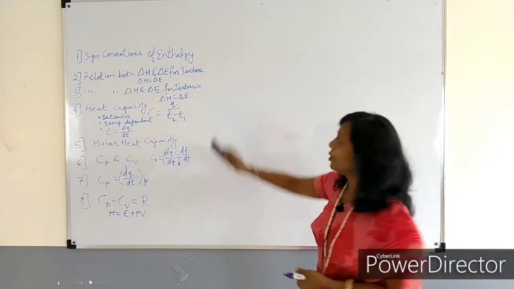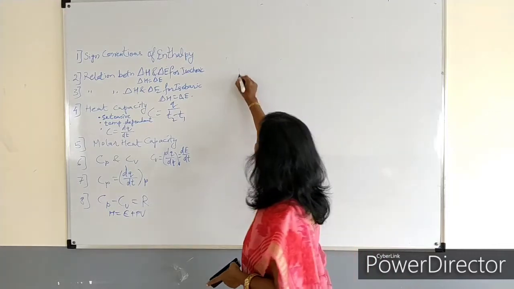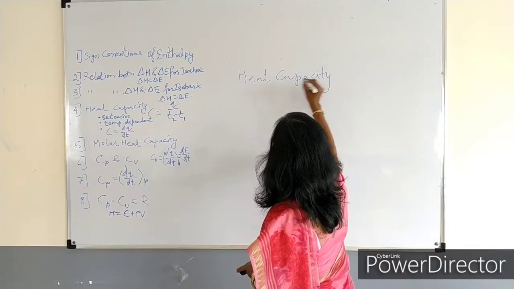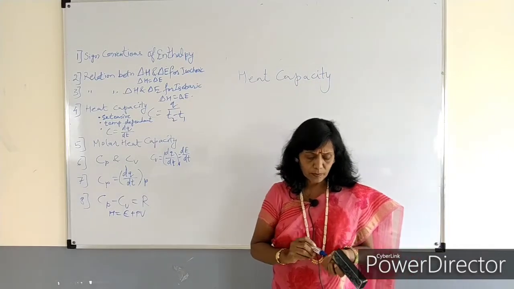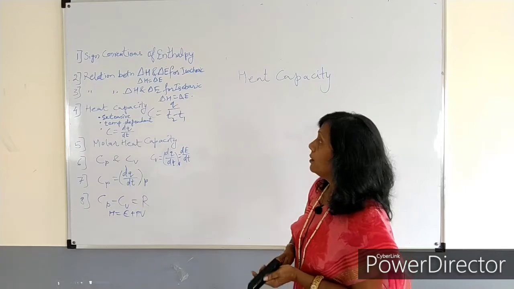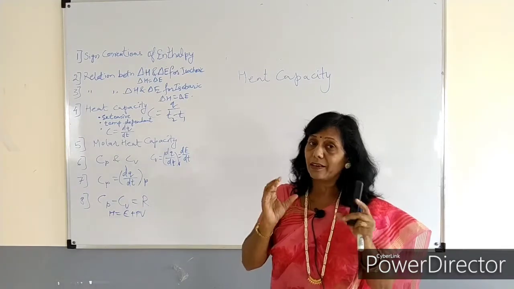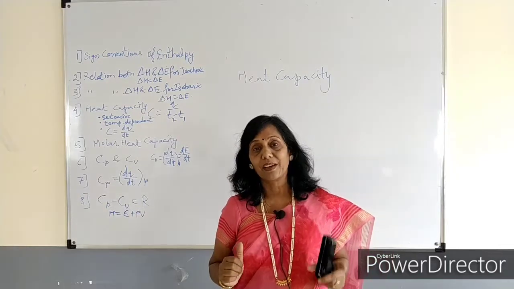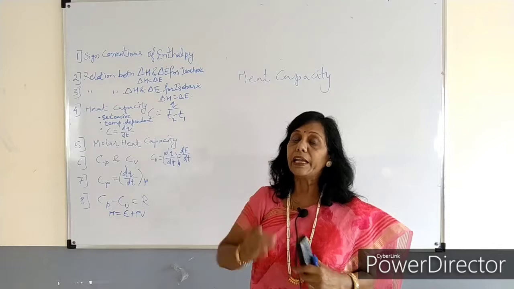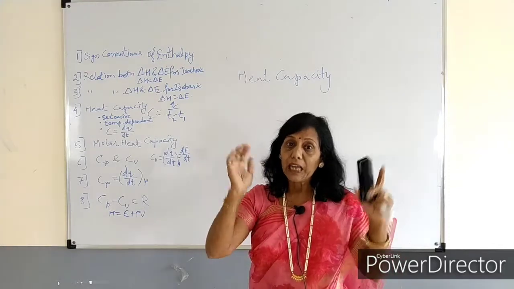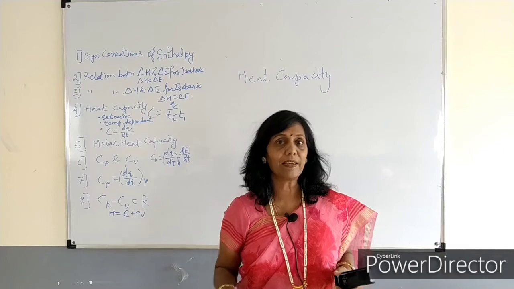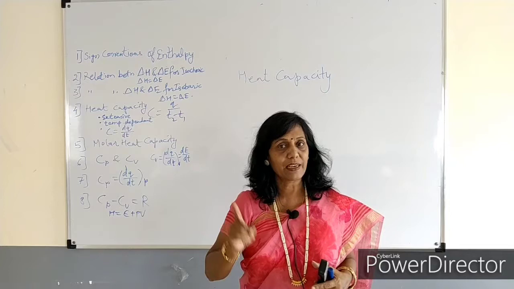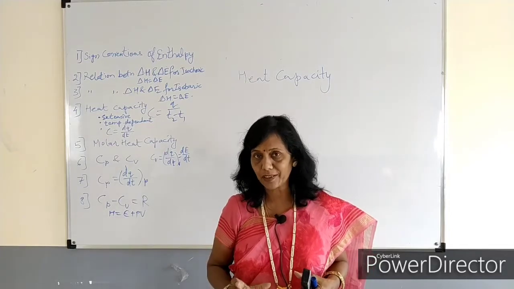Now we will go to the next point. A new term we are going to start today is heat capacity. The heat capacity is again one thermodynamic property. Clear? Now how is it defined? Heat capacity is defined as the amount of heat required in calories to raise the temperature of the system through 1 degree centigrade under the given set of conditions.